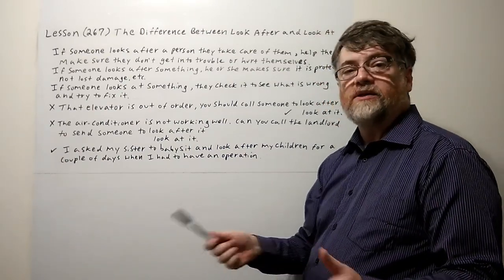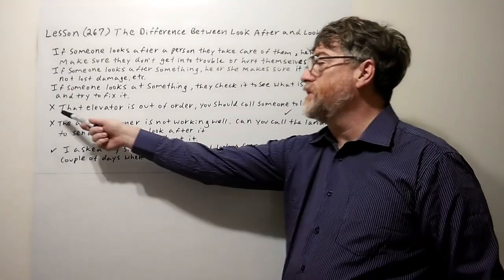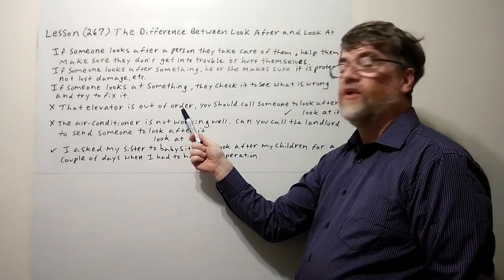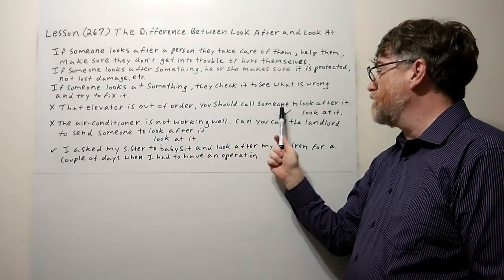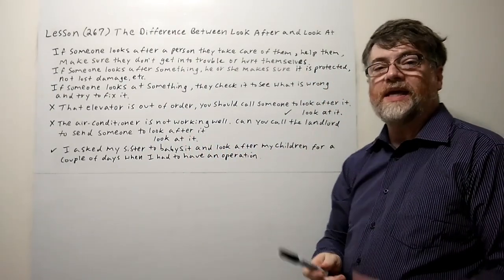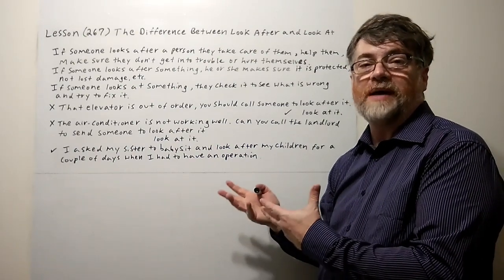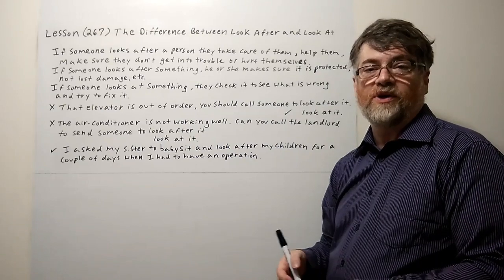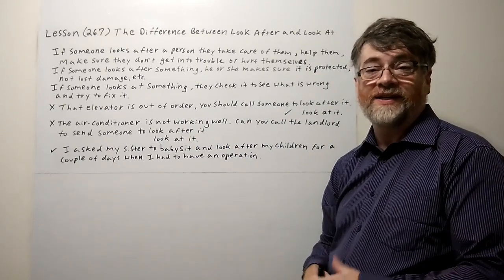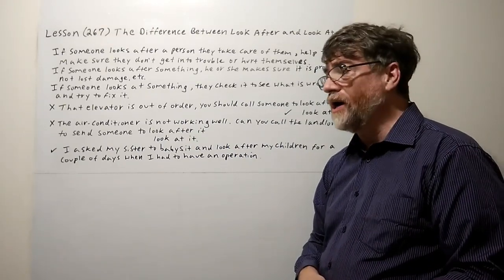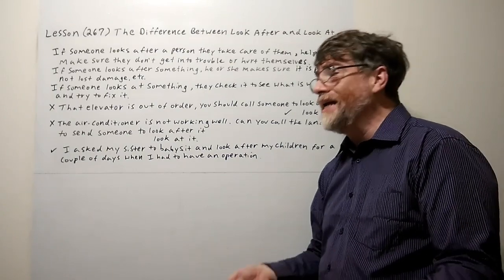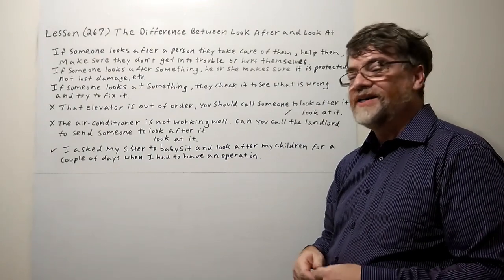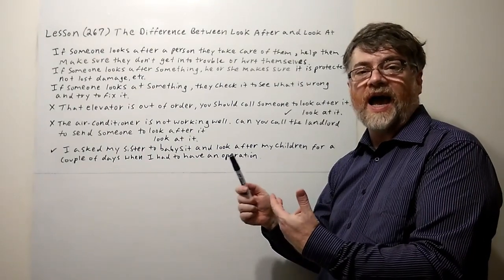Okay, so let's look at the first example where it's wrong. Of course, here with the X, this is wrong. That elevator is out of order. You should call someone to look after it. So this would be a mistake that a student might make. It would sound very strange if you say call someone to look after the elevators. I don't know, what's he going to do? Oh, are you okay? Do you need any help? Is that what the mechanic is going to say to the elevator? So, of course, you wouldn't really be looking after it.